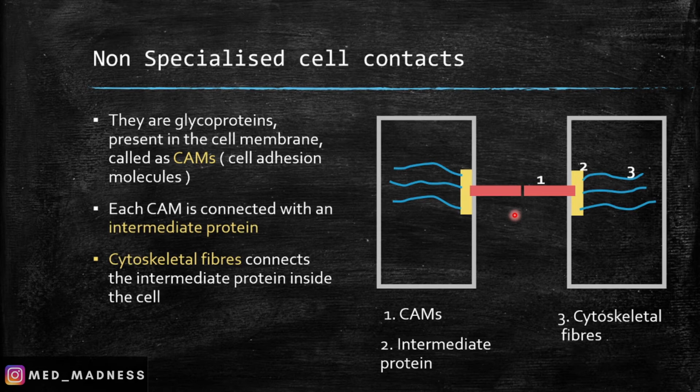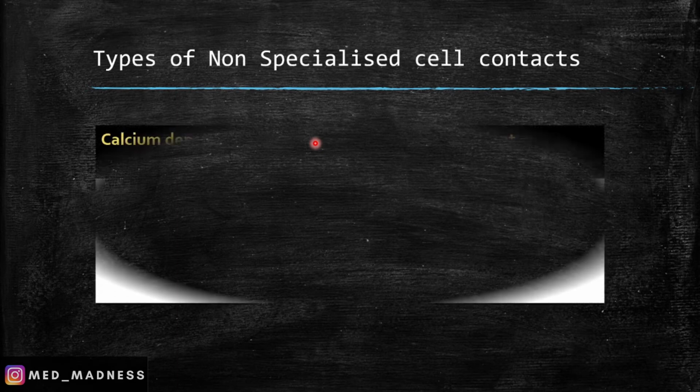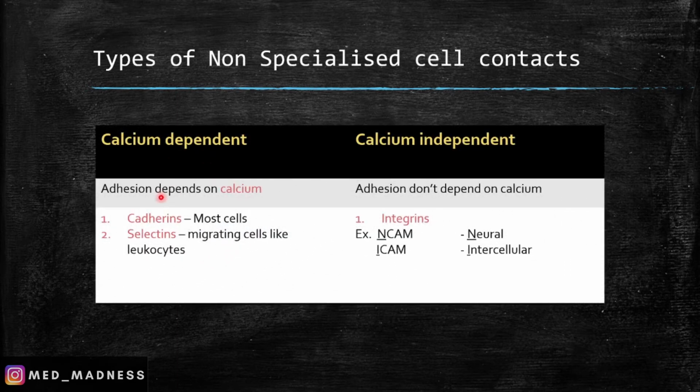Now you should remember there are two types of non-specialized cell contacts based on calcium. So calcium dependent, the adhesion depends on the calcium. For example, very important, cadherins. Cadherins are present in most cells. Selectins are present in migrating cells like leukocytes. And about the calcium independent, the adhesion doesn't depend on calcium. For example, the integrins, NCAM, neural cell adhesion molecules, and intercellular cell adhesion molecules, ICAM.